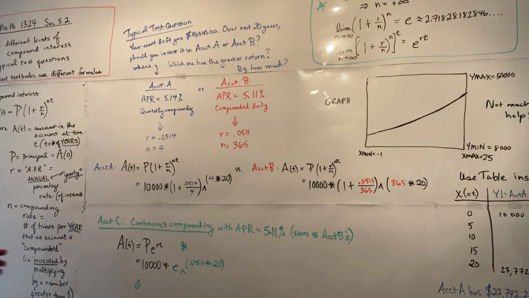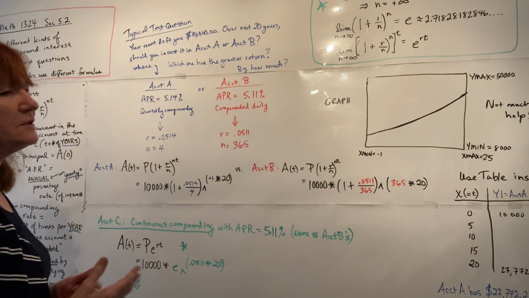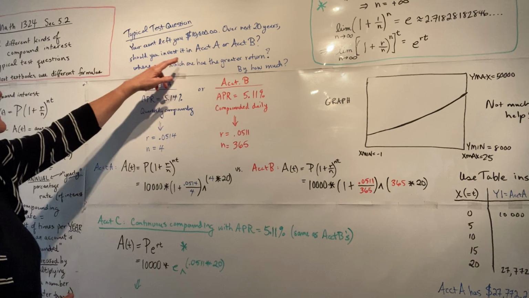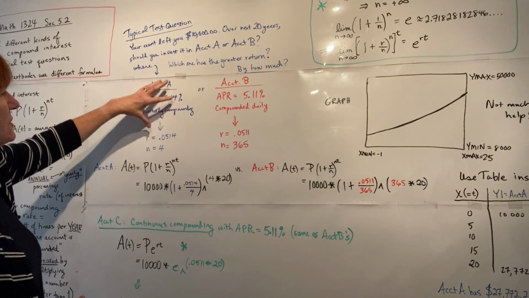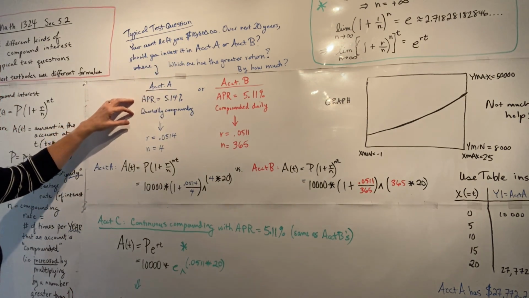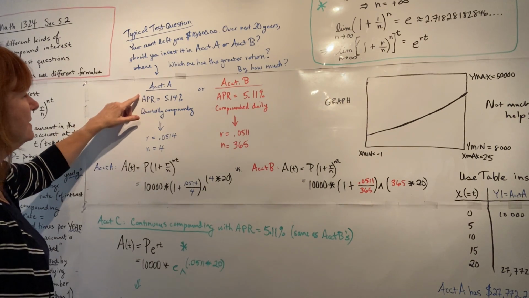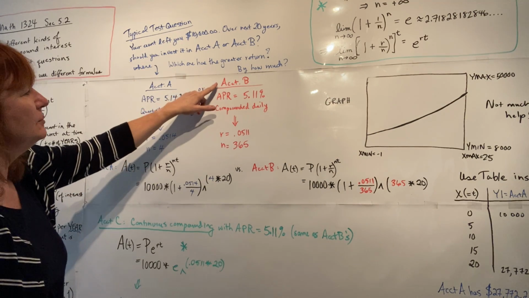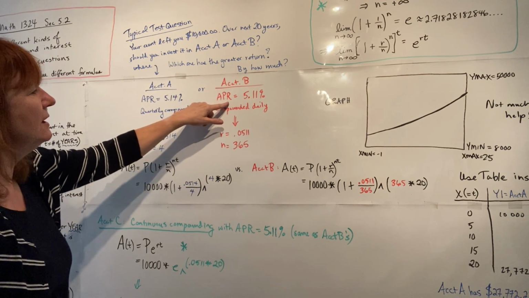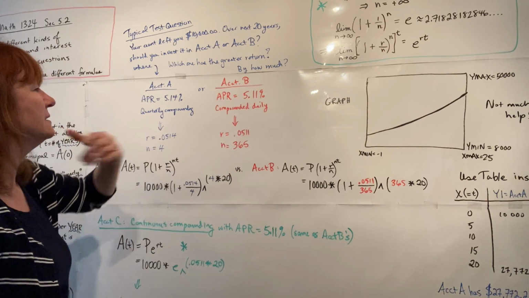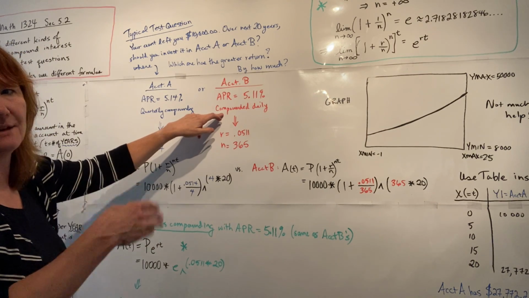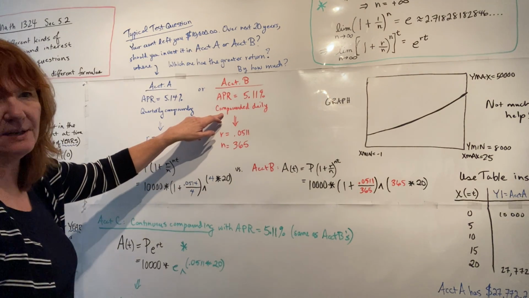Suppose your aunt left you $10,000. So you have $10,000 to invest over the next 20 years. You're wondering what would be a good place to sock that away. Should you invest it in account A or account B, where the terms for account A are that the APR is 5.14%. In account B, some alternative, the APR is only 5.11%. But there, they're compounding daily. That means every day they're multiplying your balance by a number greater than 1.